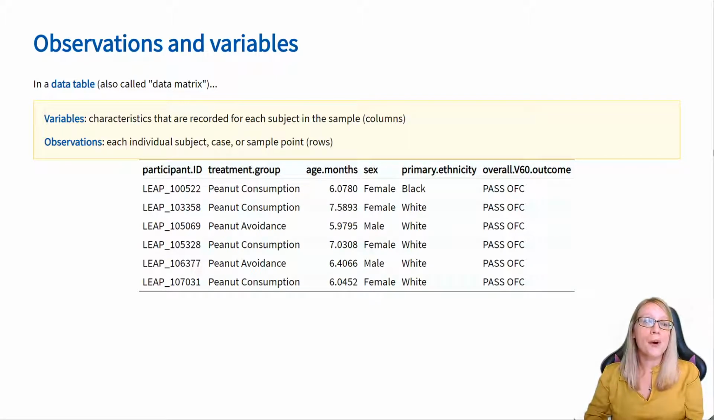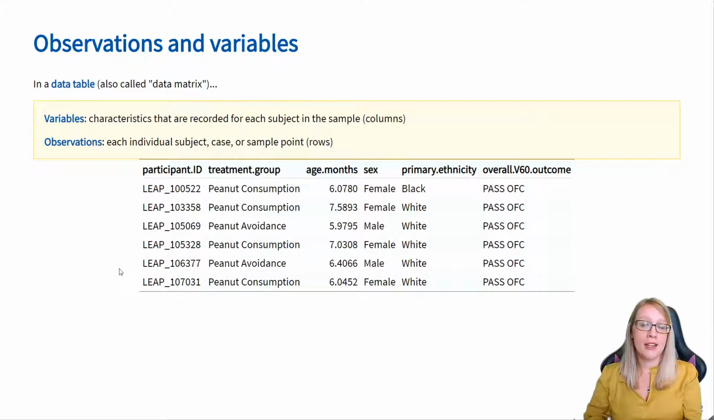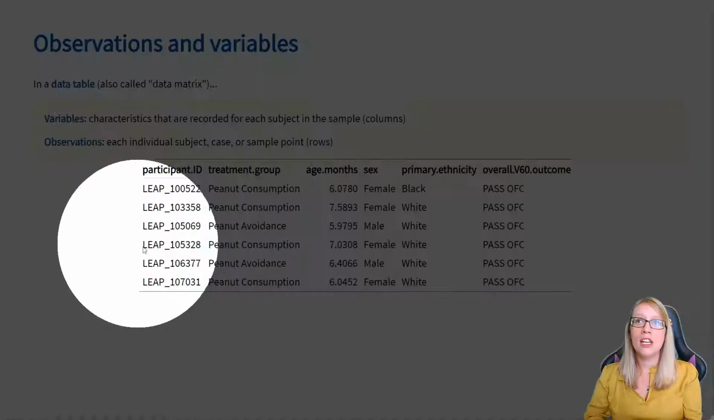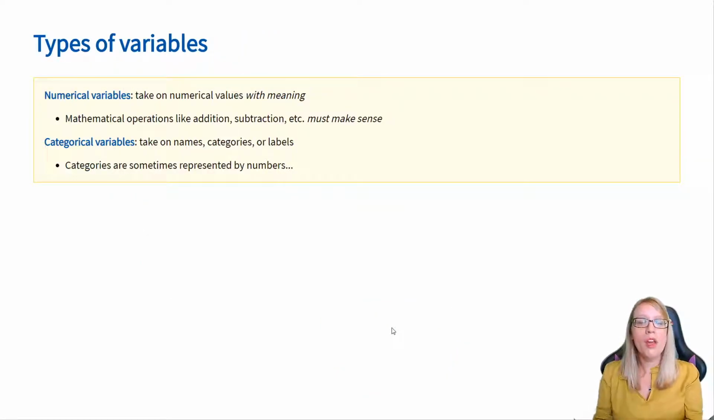So here's an example from the last video, our case study about the peanut allergy. Here's what the data table might look like. Each of these individual rows represents a different person who participated in the peanut allergy study. Each of the columns represents a different variable that we recorded. Now, what type of data we have, what type of variable we have specifically, tells us a little bit about what we can do or what population characteristics we might be interested in. So let's think about how we could categorize these variables.